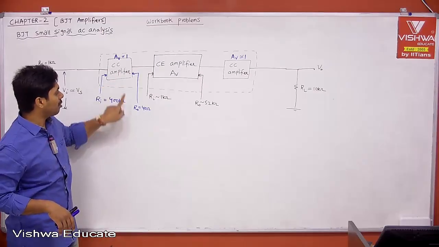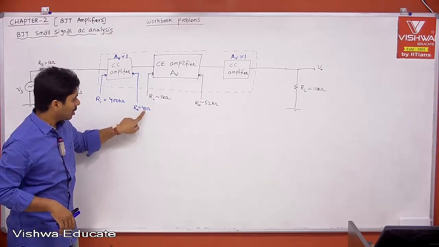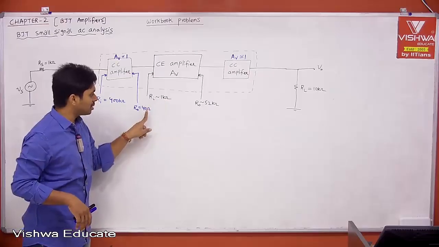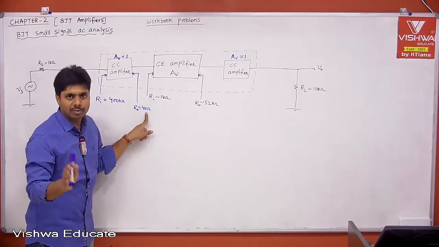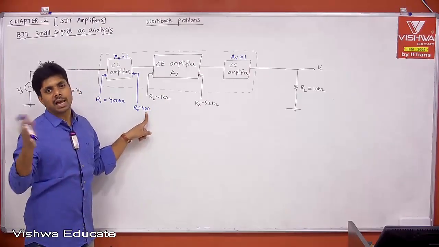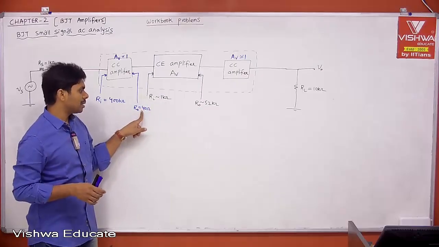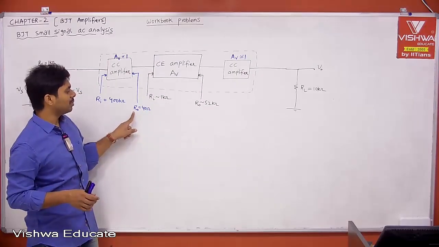But what is the CC amplifier output impedance? 40 ohm. What is 40 ohm with respect to 1K? That is very much lesser, at least 25 times. Even if it is 10 times, people take it as high or low, okay? Therefore, this is a lower value, we can take it as approximately 0.